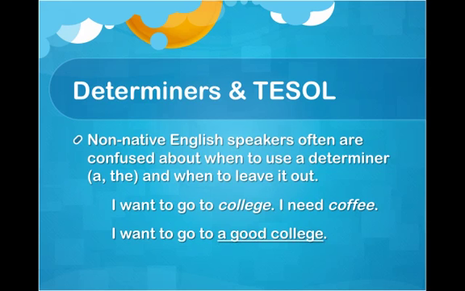Now notice in the second example, I have added a modifier in between my determiner and my head word, my noun. I wouldn't say I want to go to good college. I would say I want to go to a good college. This can be extremely confusing for students who have come from especially China, Japan, Taiwan, where they do not use determiners and articles as much, if at all. And this is why we tell our students to read, to listen to American television, because a lot of this is something you pick up in usage.